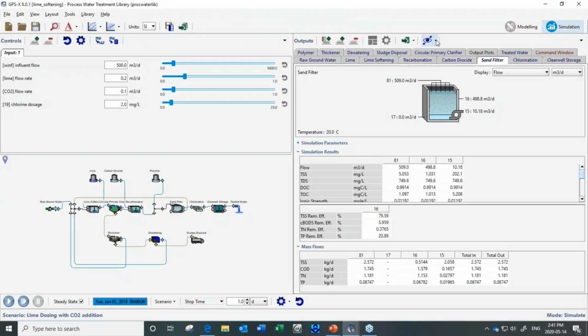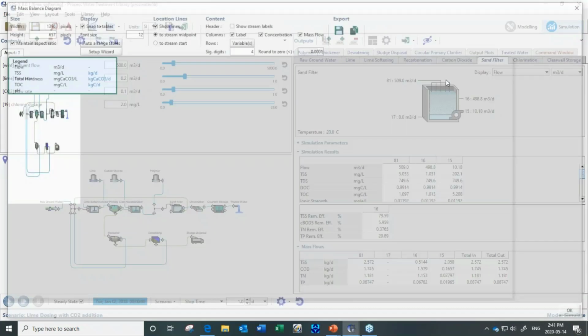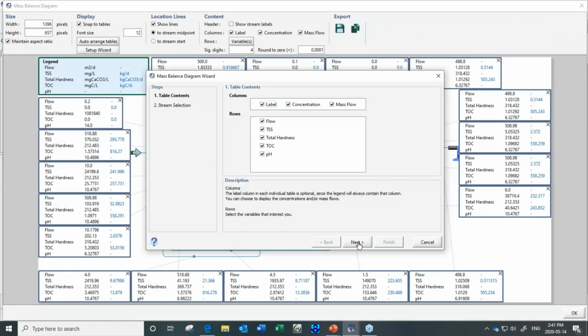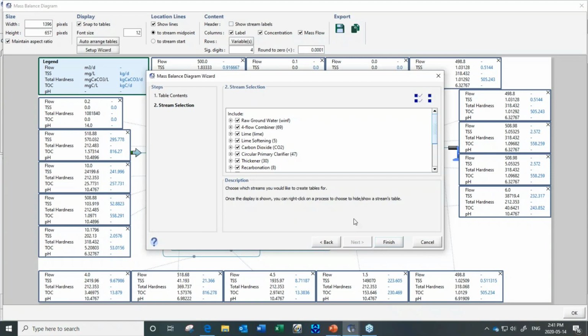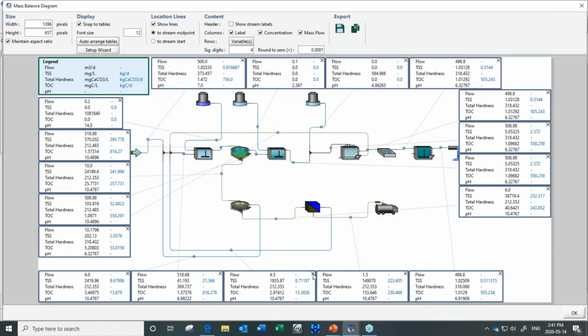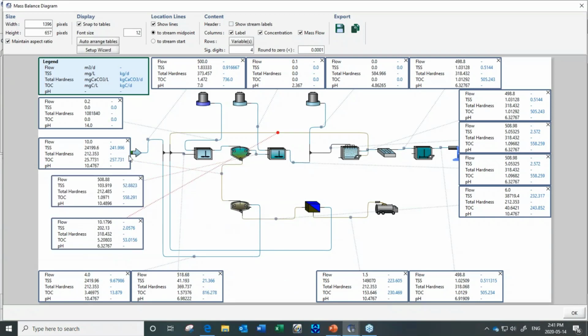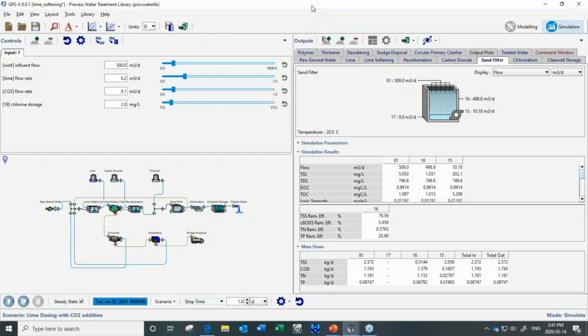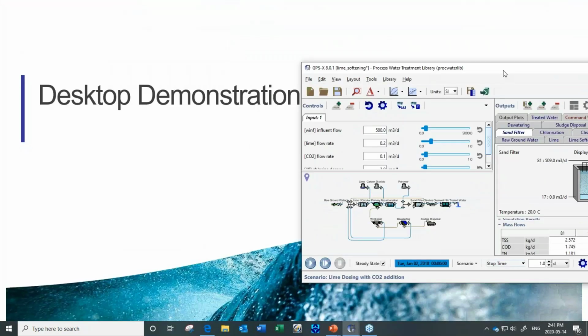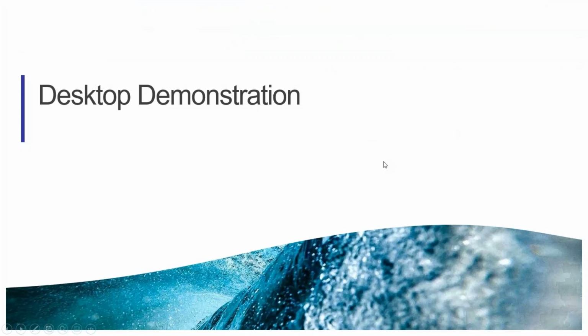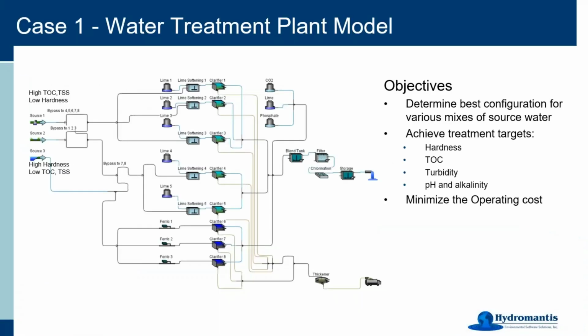The other part is, of course, the mass balance tables, and you can create a lot of them. This might seem a little crowded, but some of the things that are not required you can just remove, and then rearrange these at the right place. So it provides a very easy way to prepare your mass balance diagrams as well. With that, I will move on to our next topic, which is showing you some case studies.